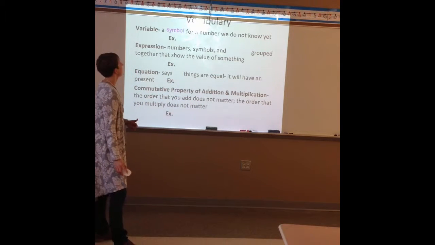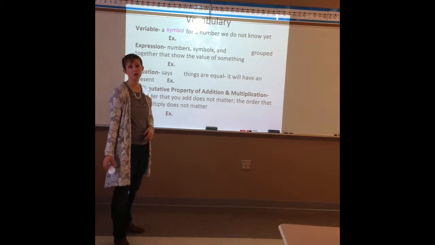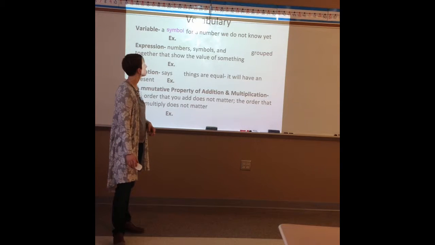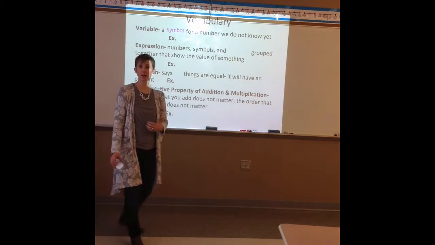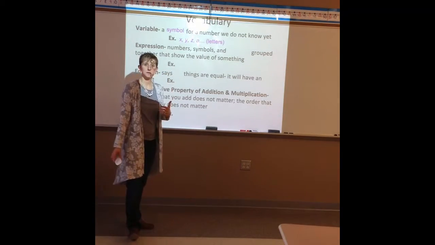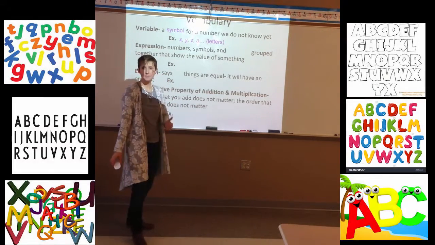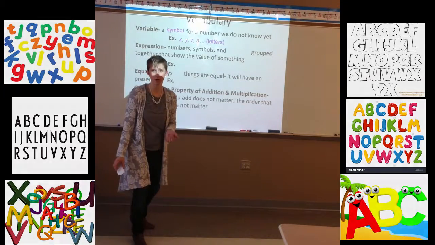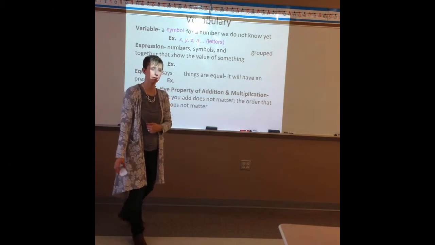So variable, a symbol for a number we do not know yet. The symbol that we're going to use in 6th grade that represents a variable, they're going to be letters. So you can use A, B, C, D, any of the 26 letters of our alphabet. And that is what we call the variable. It's a symbol.